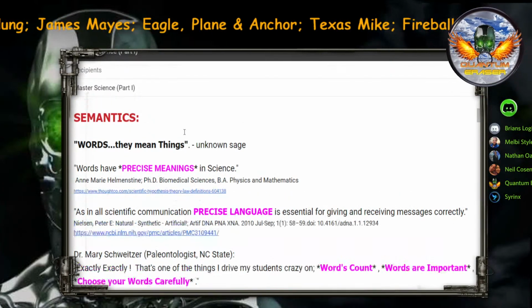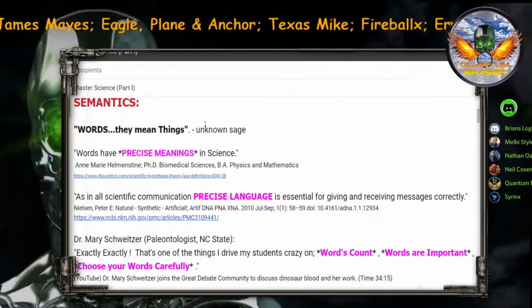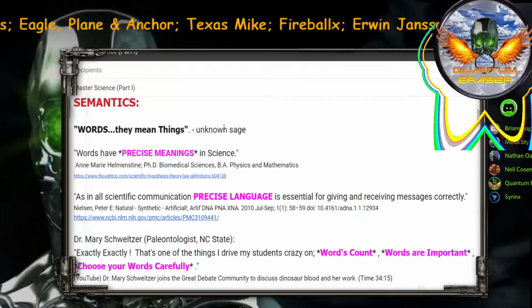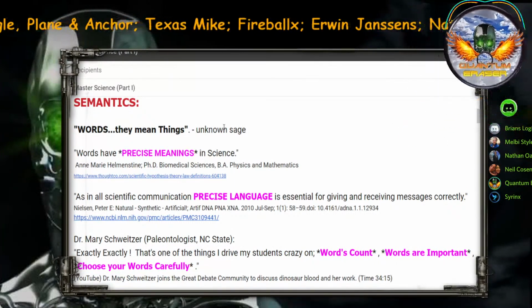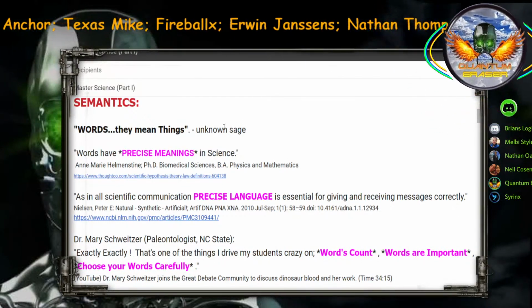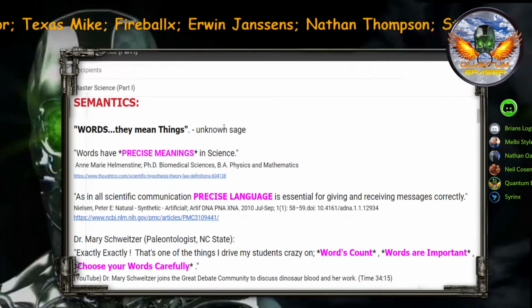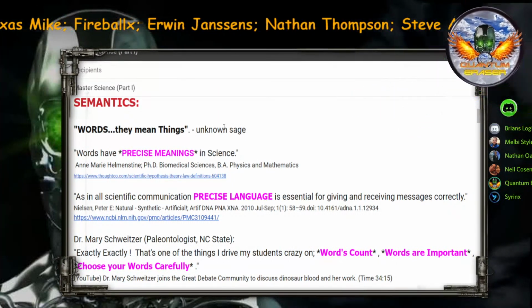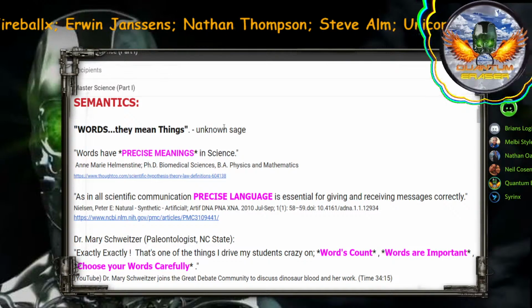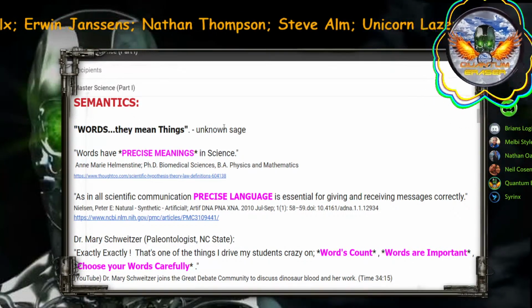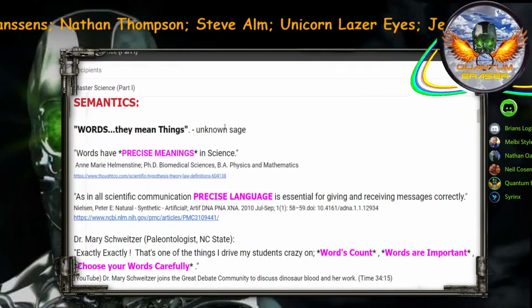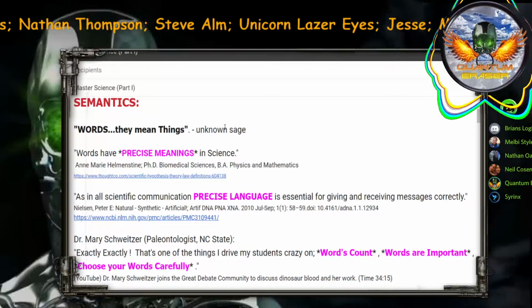All right. So this is one of the bagaks, semantics, right? As soon as you back them up into the corner, they're going to start bagaking, and one of the bagaks is semantics. We've all heard this. This isn't anything new. So words, they kind of mean things from an unknown sage. Now check this out. Anne-Marie Helmstein from Physics About, PhD Biomedical Sciences. This only makes sense. This just follows, right? This is self-evident. I don't even know why I have to provide citation for this stuff, but I do.